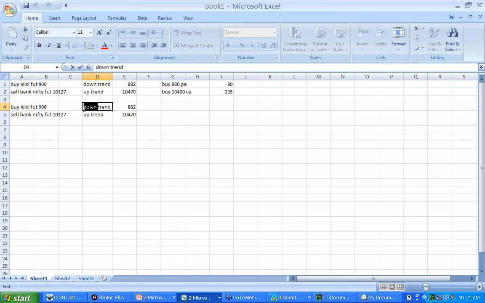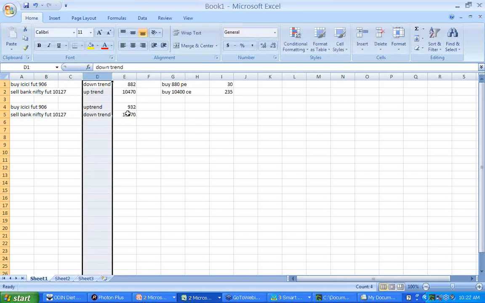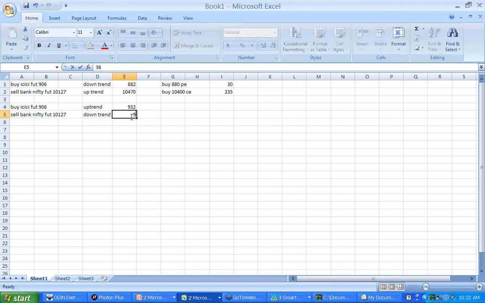So this ICICI Bank uptrend is at 932 and this downtrend of Bank Nifty is at 9,882 level. So this is for the 10 days period. If I am holding this stock for 10 days, this is the price point I am expecting.